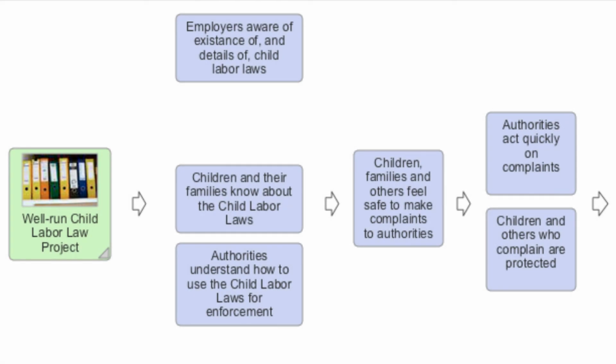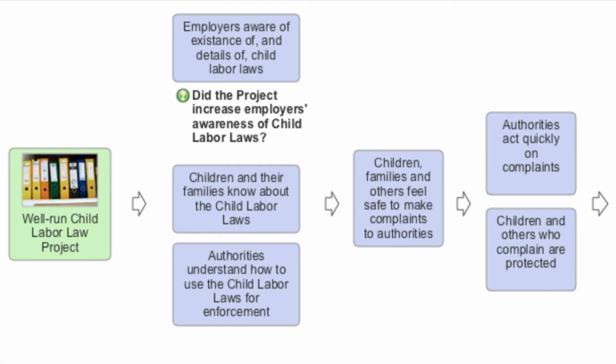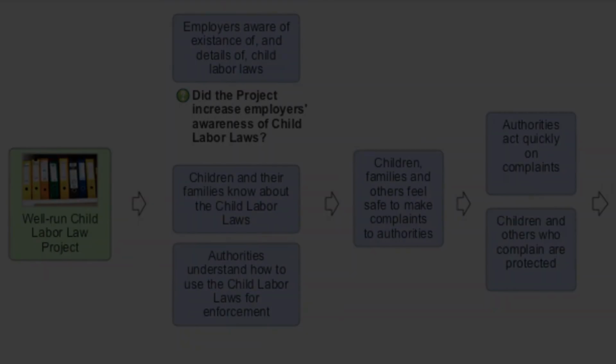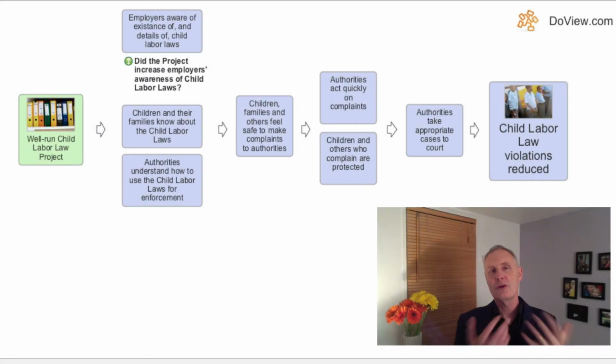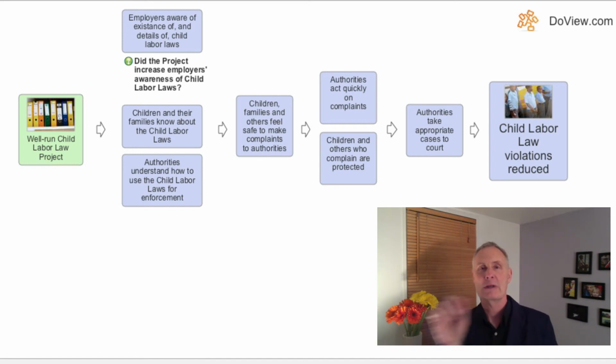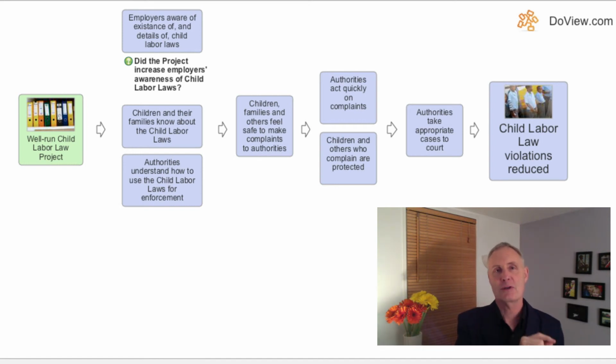Other evaluation questions, now we're looking at a higher part of the model. Did the project increase employers' awareness of child labour laws? This is starting to head more towards the impact type of evaluation, and it's on the way to that. So this third step in the DoView visual M&E planning approach is to simply put your evaluation questions onto your visual model. This is very powerful because we can see where those evaluation questions sit.